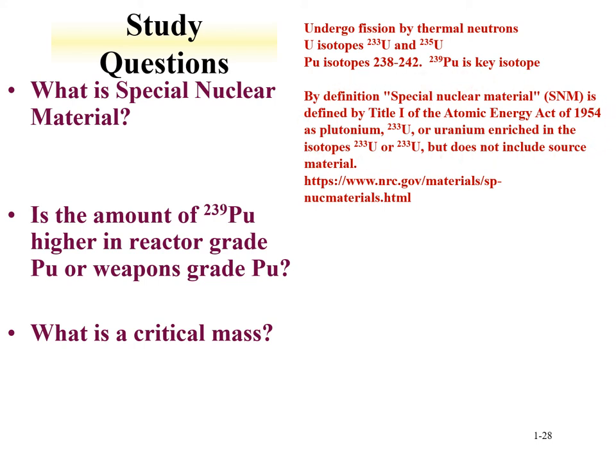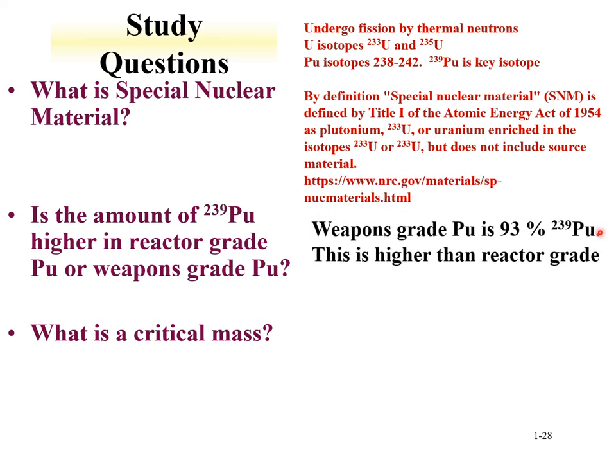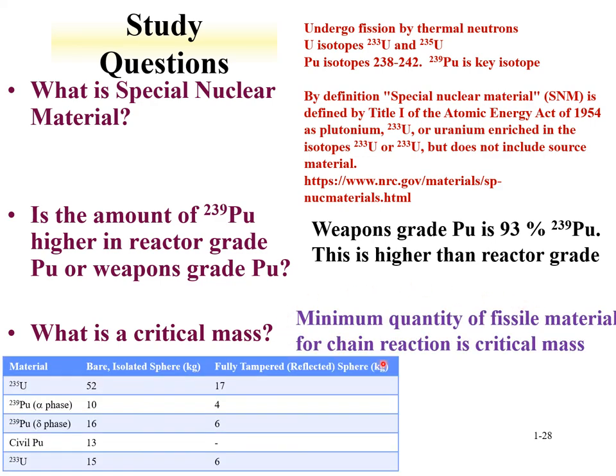Is the amount of plutonium-239 higher in reactor-grade plutonium or in weapons-grade plutonium? Weapons-grade plutonium has at least 93% plutonium-239. This is higher than reactor-grade. And what is critical mass? That is the minimum quantity of fissile material for a chain reaction. Information on the critical mass is presented in this table below.